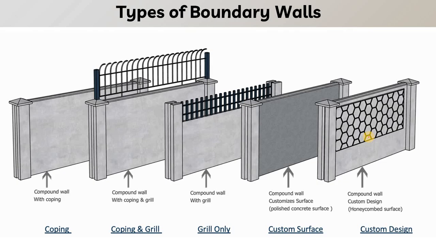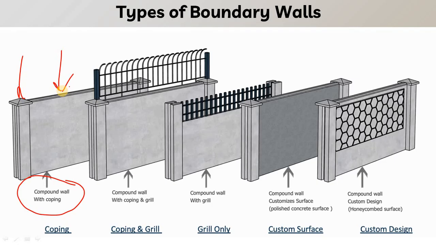So now let us move to the types of boundary wall. These are just some of the general cases that can be considered. So first one is the compound wall with coping. Here you can see this is the coping. This is the general type, it is not the fixed one. This is the basic type of compound walls.